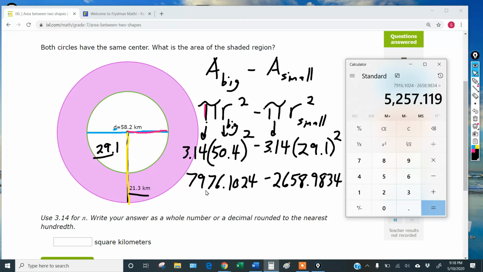I hope I typed in everything correct. Oh, no, I did not. That was a 7, right? Yeah, that's a 7. Okay, so I typed it in wrong. 7,976.1024 minus 2,658.9834 equals 5,317.119. Okay, I think I typed in everything correctly that time.